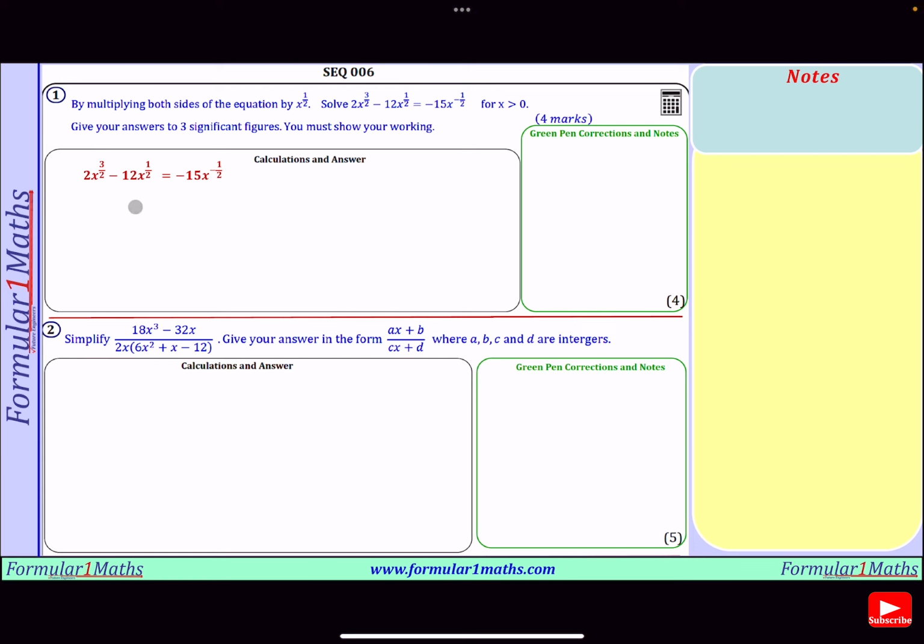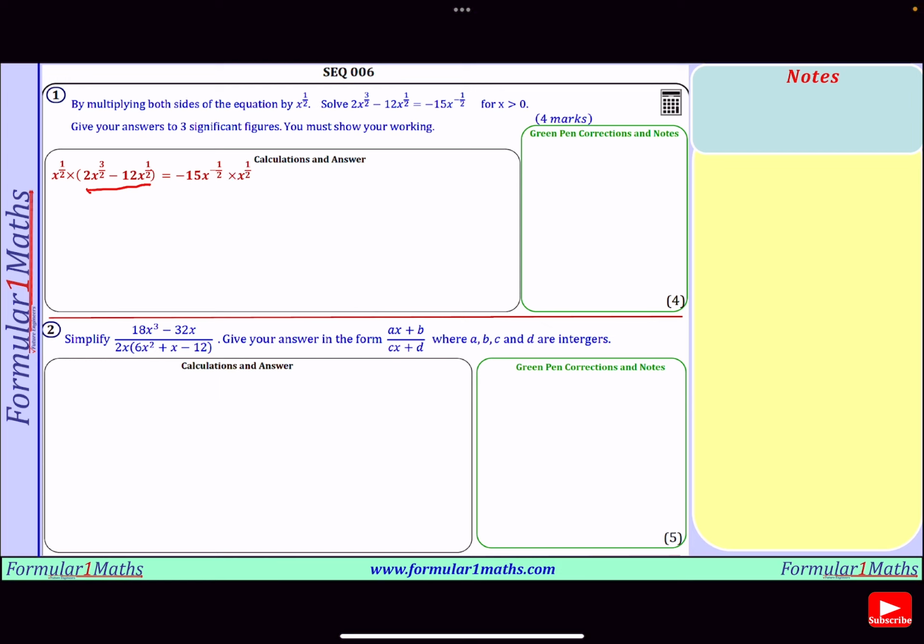The left-hand side of this equation has 2 terms, this and that. But the right-hand side has only 1 term. So to enable me to multiply the left-hand side by x to the power half, I need to put all that in brackets. Then I can multiply by x to the power half, like this. So now that I've done that, I can multiply the right-hand side by x to the power half.